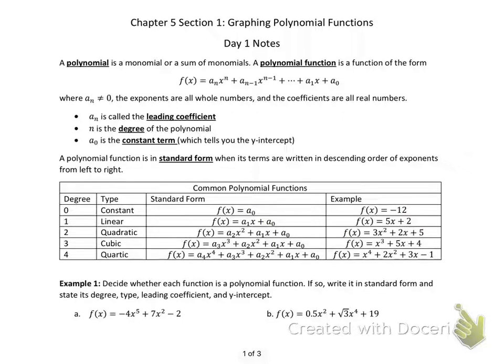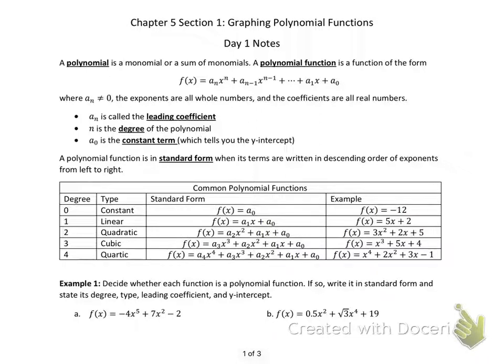amongst each other. A polynomial function is a function of the form f of x equals a sub n x to the n, plus a sub n minus 1 x to the n minus 1, and so on until you get a constant. Now, the requirement is that the leading coefficient, that's the first coefficient of the equation, is not 0, and the exponents have to be whole positive numbers, and the coefficients have to be real numbers, right? It's not helpful if it's imaginary. They have to be real numbers.